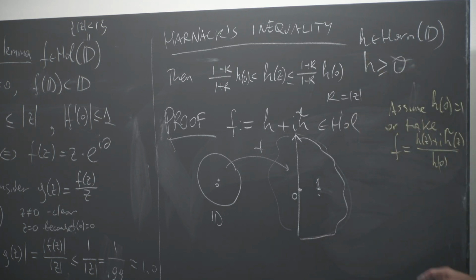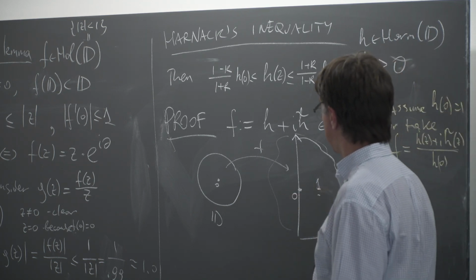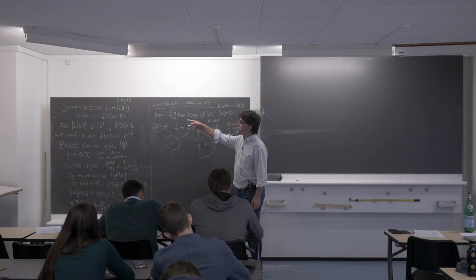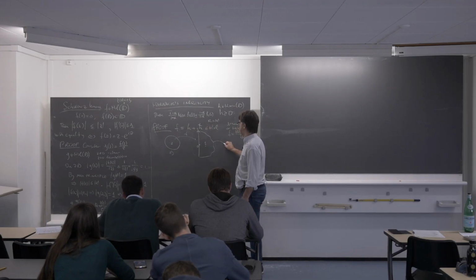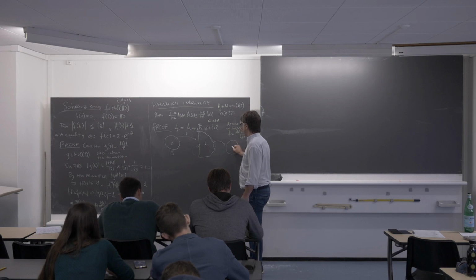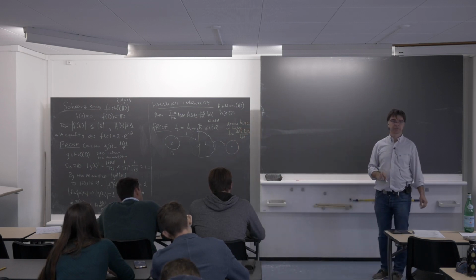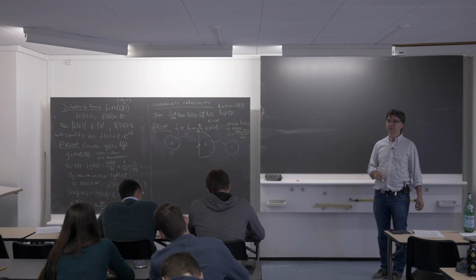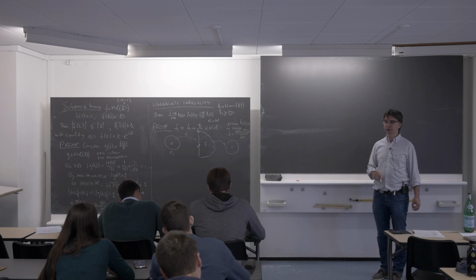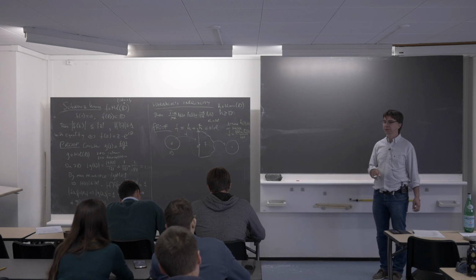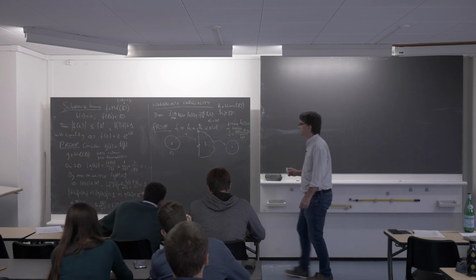Okay, so now you have a function which has values in half plane. Now I want to use Schwarz lemma, so I need values inside the disk. So what is the map which sends half plane to a disk? This is a small exercise on conformal maps. It's a Möbius map. So any suggestions?